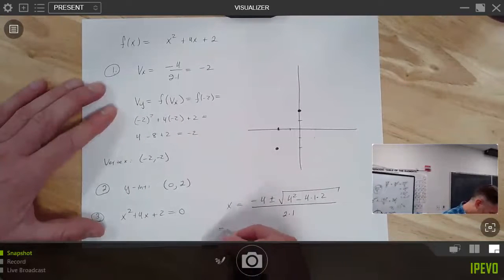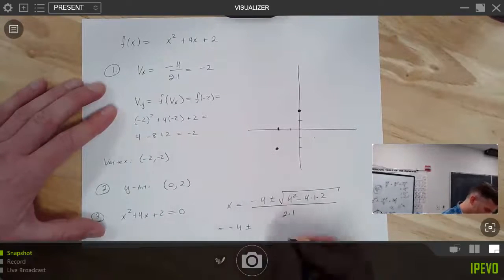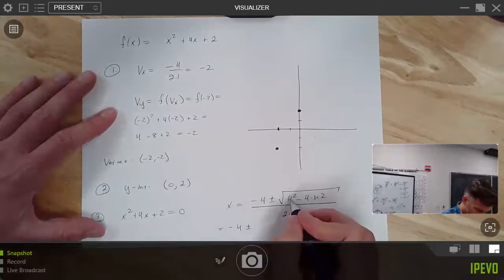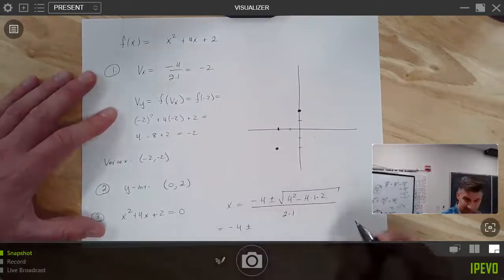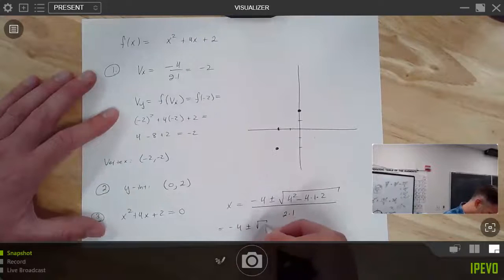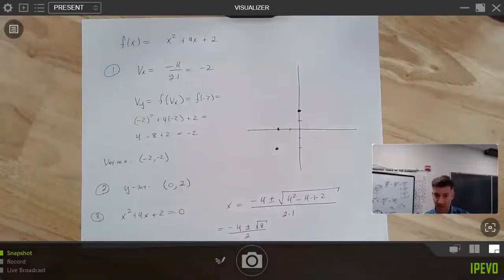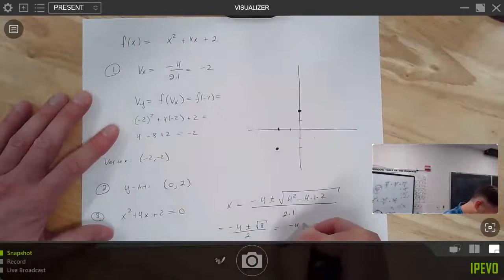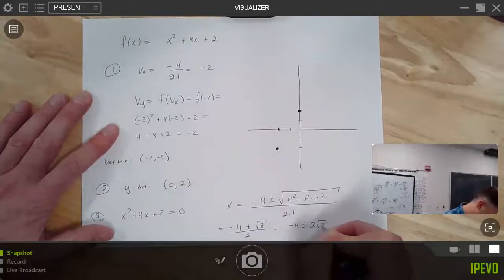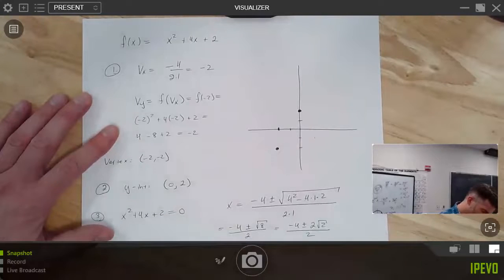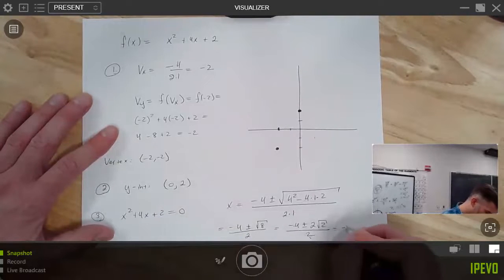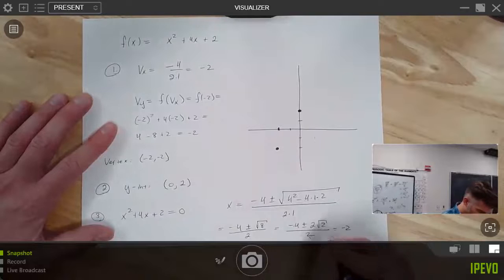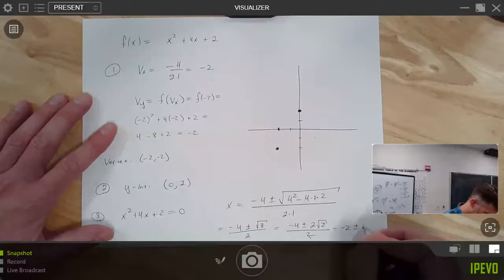So it's going to be negative 4 plus or minus, let's see, that's 16, that's 8. So 16 minus 8 is 8. So the square root of 8 all over 2. The square root of 8 we can simplify, right? The square root of 8 is the square root of 4 times 2, and the square root of 4 is 2. This becomes negative 4 plus or minus 2 root 2 all over 2. And then negative 4 divided by 2 is negative 2, and 2 root 2 divided by 2 is just root 2.